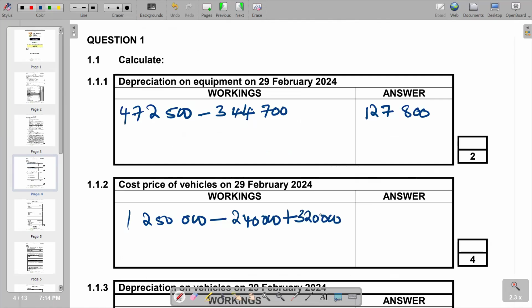Then we calculate it like that, where we're saying 1,250,000 minus 240,000 plus 320,000. And then the answer that you're supposed to get is 1,330,000. 1,330,000 becomes the correct response that we have. So this is the answer that we have. So as well, we can try to calculate that one.